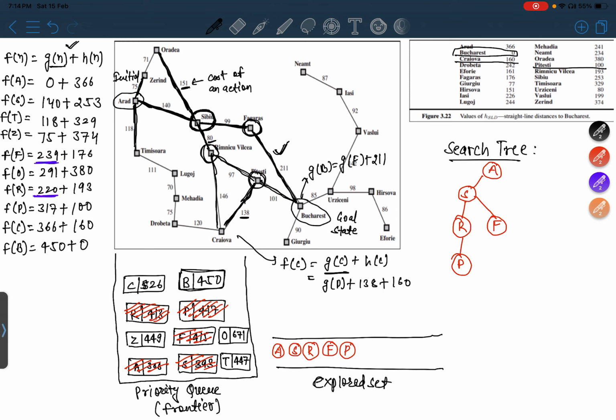160. तो g of p हमारे पास ऑलरेडी गिवन है. g of p is 317. तो दिस विल बी 317 प्लस 138 plus 160, and if I calculate this, so 317 plus 138 plus 160, so that will be 615, which is greater than f of c, जो कि यहाँ पे ऑलरेडी है. This was 526.